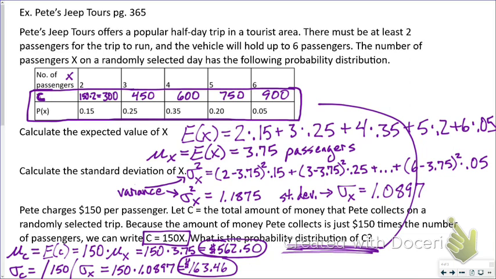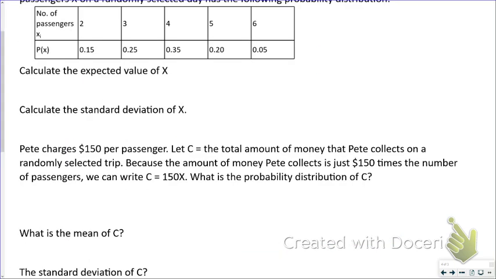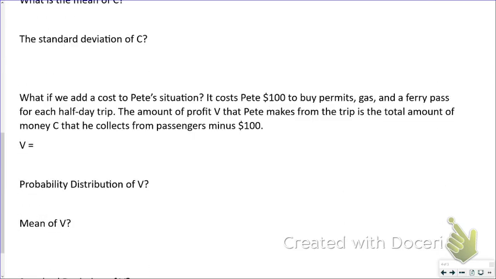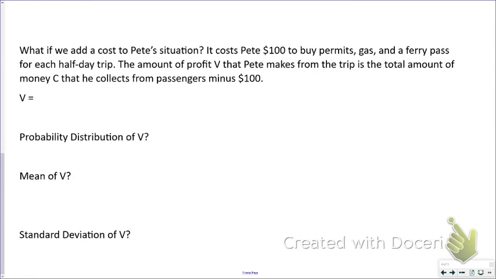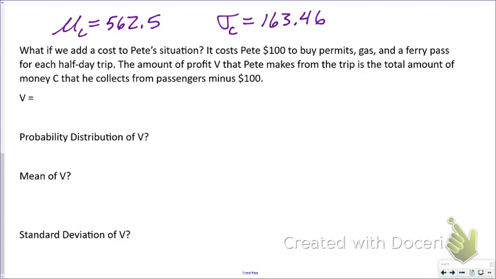All right. Let's make it a little more complicated. I already answered all that. I'm going to write them again up here because I'm going to need them in a second, I believe. You have them already. You don't have to rewrite this. So now we see that it's going to cost them some money to do a trip. It's going to cost them $100. That V function is $150 per customer minus the cost of the trip.